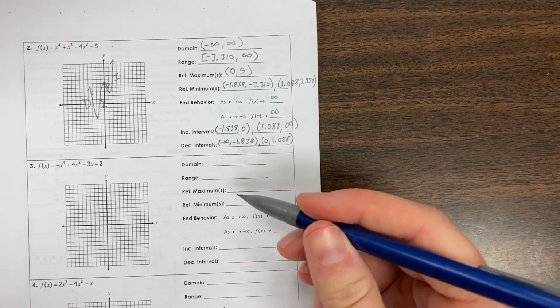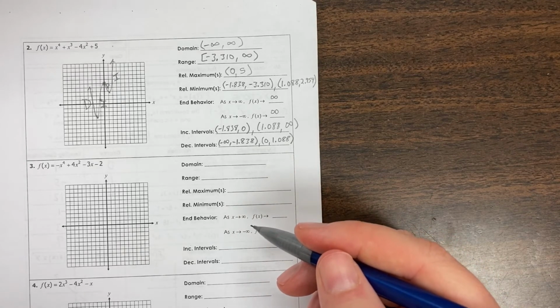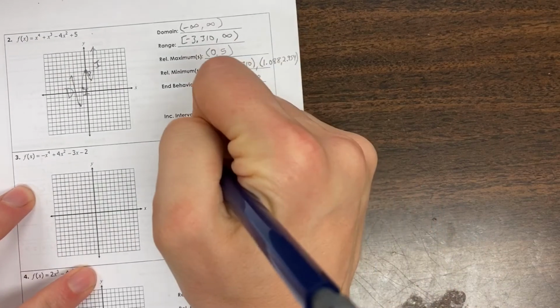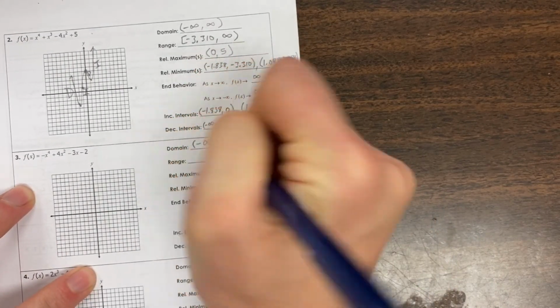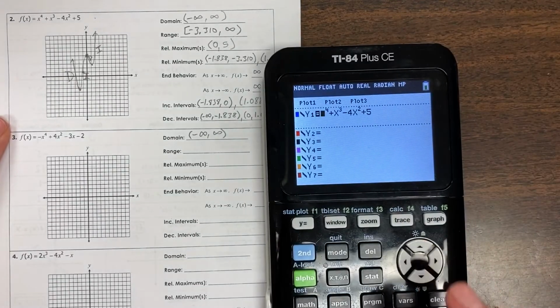I might do these two examples. Maybe I'll just do one more. Yeah, I'll do one more. Domain, I already know what it's going to be. It's always all real numbers. I'm going to go ahead and graph it.